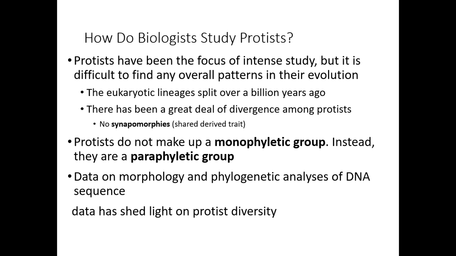All right, so there are different themes that we'll talk about here. About 1 billion years ago, the eukaryotic lineages split, and there's been a great deal of divergence among protists. So there are no synapomorphies, no shared derived traits among the protists, which is why we say that they are paraphyletic. Data on the morphology and phylogenetic analyses of DNA sequence indicate that there is a whole lot we can look at in protist diversity, and we'll trace some of that diversity.